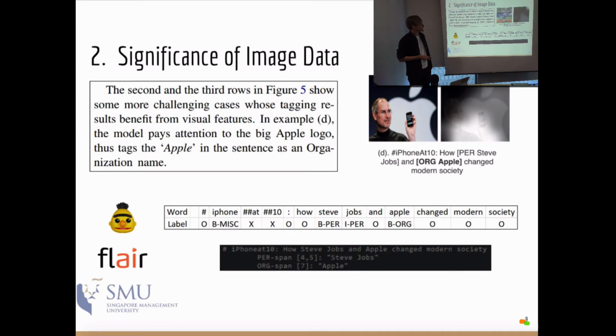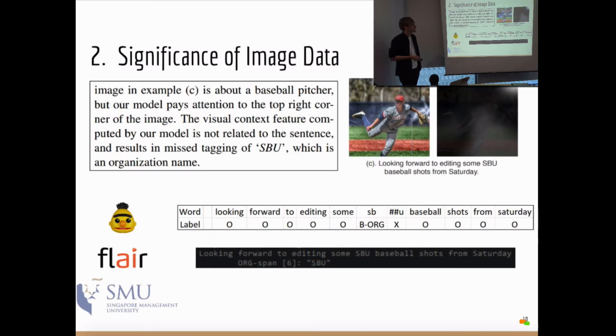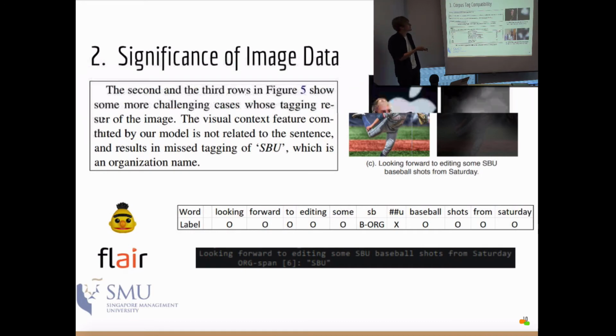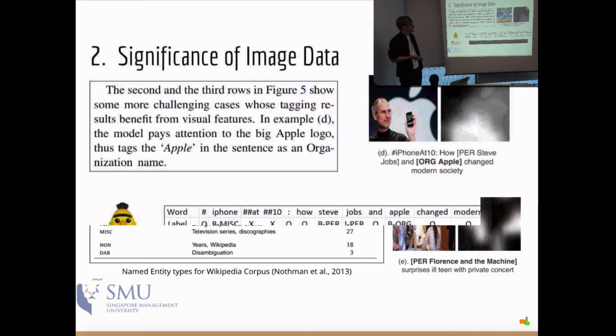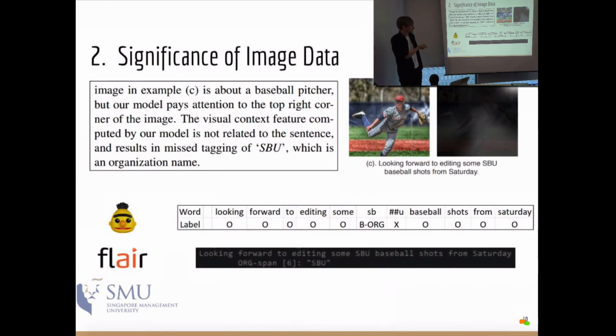Significance, that's almost the same thing, right? Yeah, maybe they don't have enough data to learn good attention, right? While these guys have a different corpus, a different data set. Maybe it's related to the first thing, corpus tag compatibility, right? How do you know this is compatible with their tagging scheme?